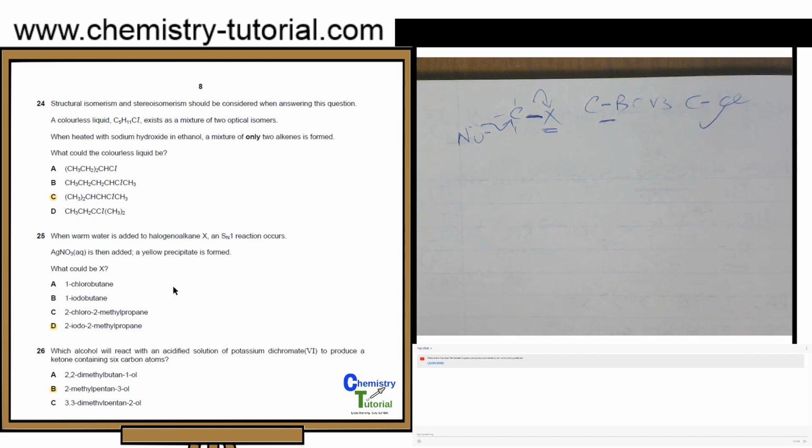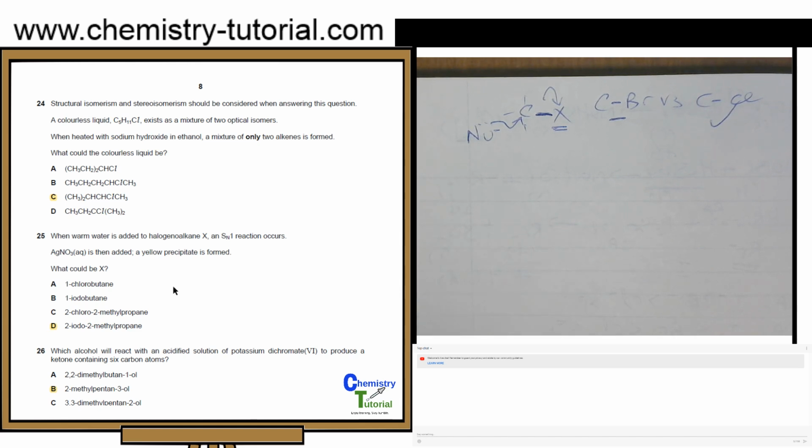Now, C5H11Cl, if you calculate its degree of unsaturation, DU, is 0, which means that it's a fully saturated alkyl halide. Now, when you heat it with sodium hydroxide in ethanol, you are trying to perform an elimination process. Do not confuse this with aqueous sodium hydroxide, because aqueous sodium hydroxide will give a substituted product as the major product. So over here, we have an elimination product, so we will get an alkene.